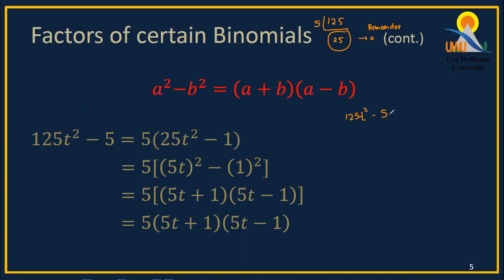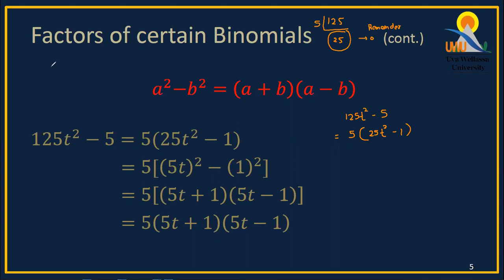Then using this concept, first of all, we can take 5 out of this expression. If you take 5 out of this expression, what we have as the remaining is 25 times t squared minus 1. Now we have taken this 5 as a single term common factor, and we have obtained the expression 25 times t squared minus 1.